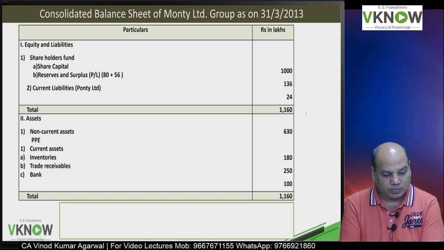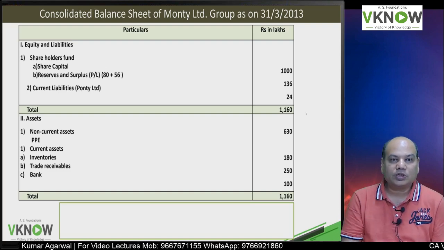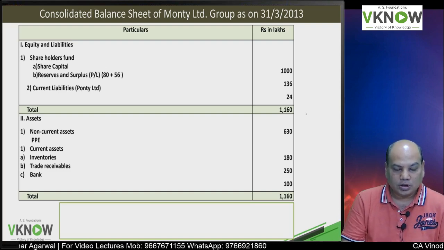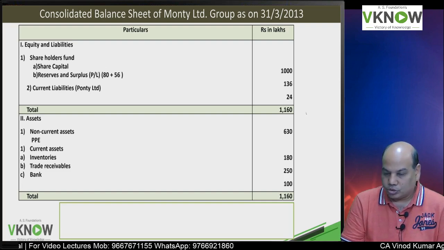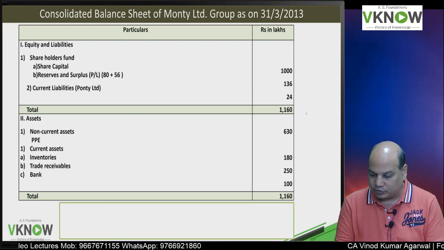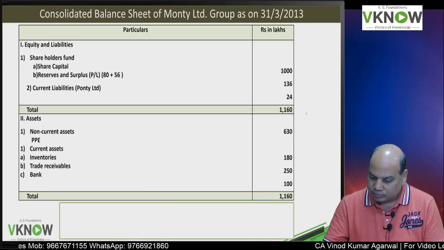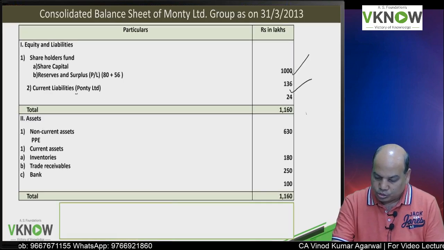Reserve and surplus, P&L account. You will see opening balance 80 in the trial balance plus 56 profit for this year. So total profit is 136. Then we have amount payable to Ponti Limited.